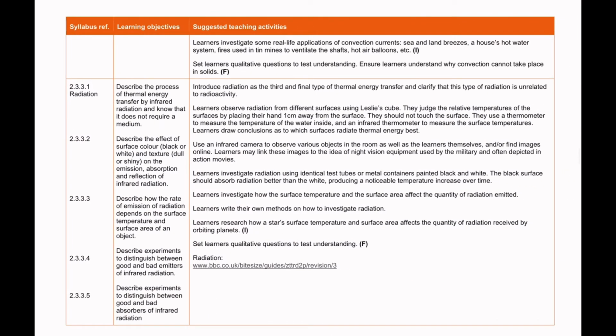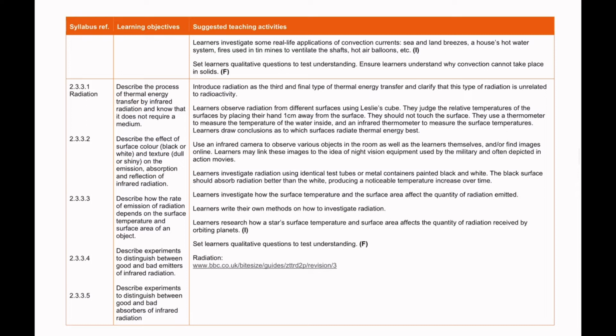Key concept 2.3.3.1 Radiation. Learning objectives. Describe the process of thermal energy transfer by infrared radiation and note that it does not require a medium. Describe the effect of surface color, black or white, and texture, dull or shiny, on the emission, absorption, and reflection of infrared radiation.